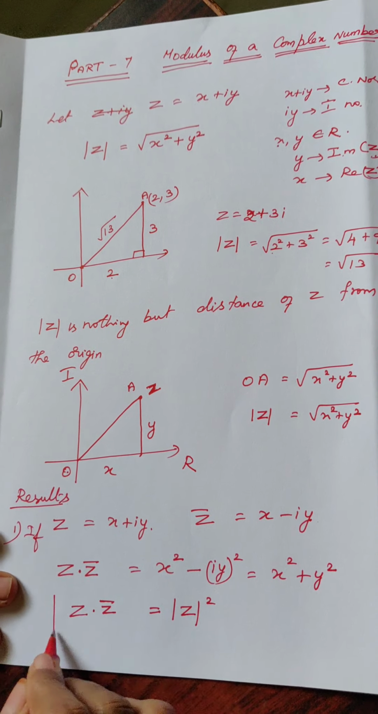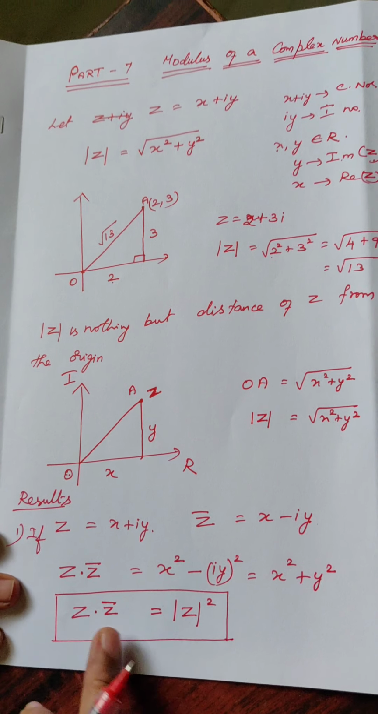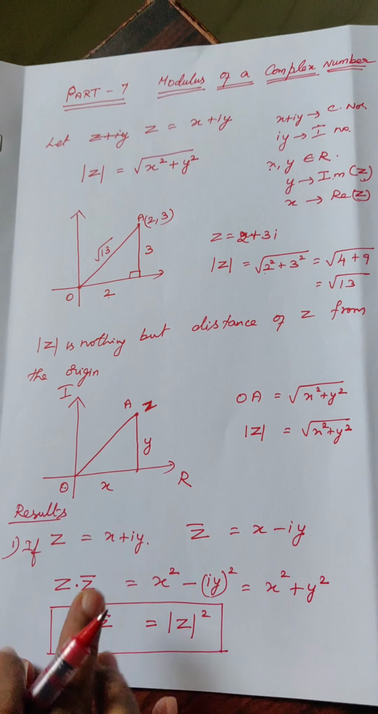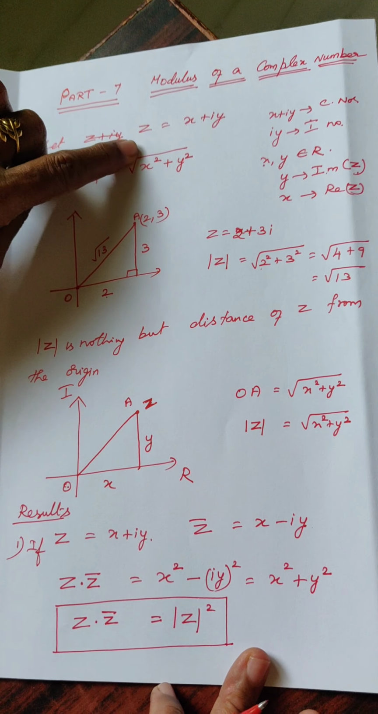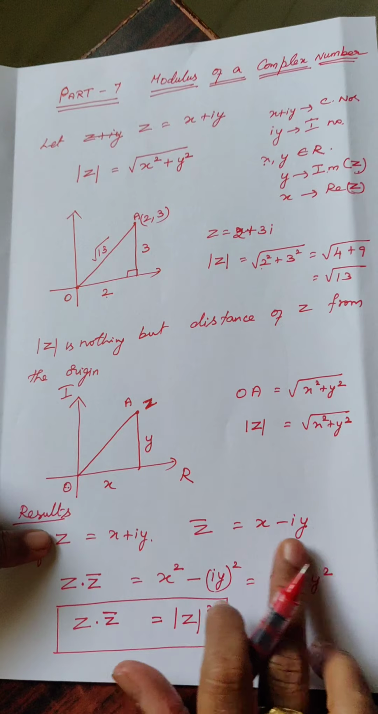So we are coming to know one more result: z into z bar equal to modulus of z square. So please concentrate, then only you can understand this full part. Modulus of z is equal to root of x square plus y square. If z is equal to x plus iy, z bar is equal to x minus iy.